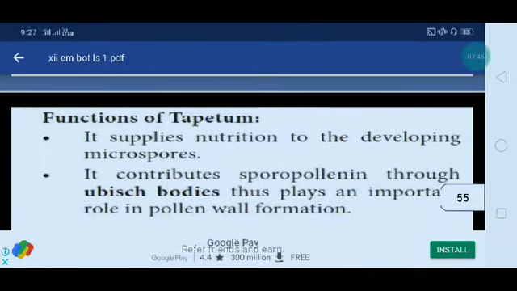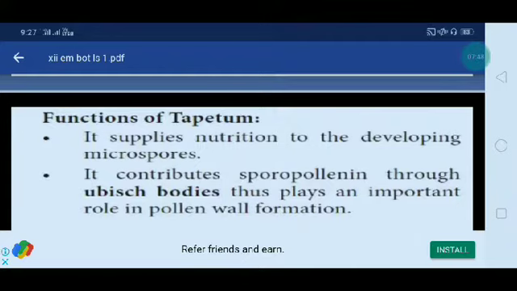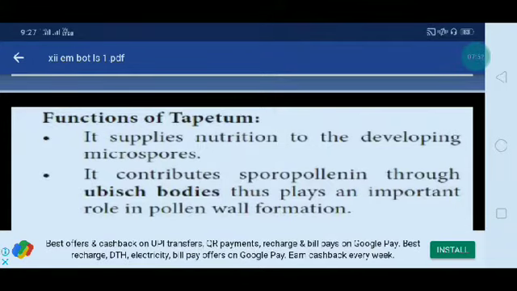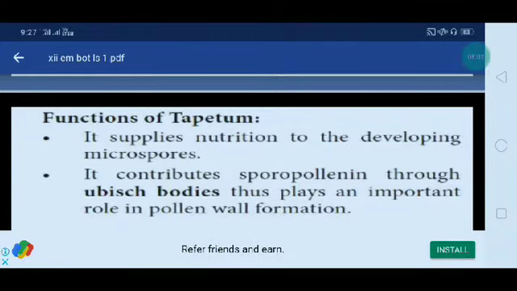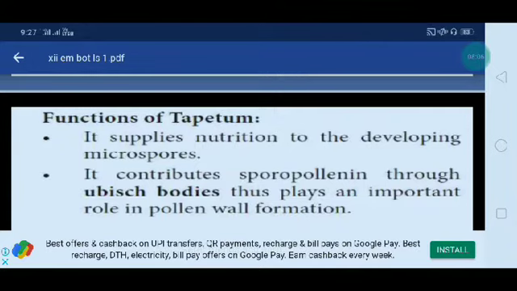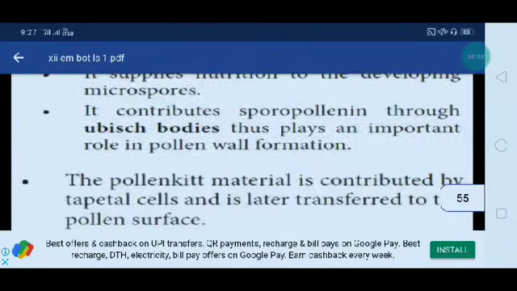The next one is functions. What are the functions mostly present in a tapetum? There are a number of functions. First one is it supplies nutrition to the developing microspores. It will supply the nutrients to the developing microspore and also contributes sporopollenin through Ubisch bodies, thus playing an important role in pollen wall formation.